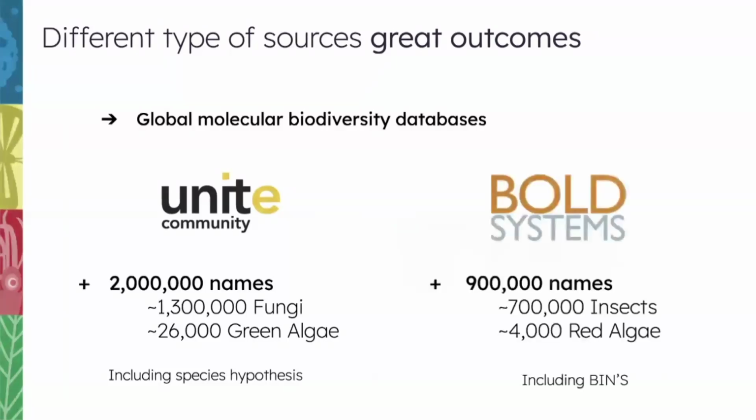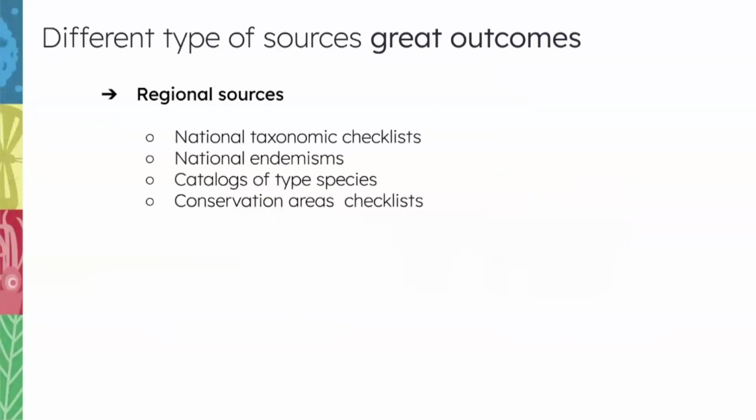And very similarly with Bold System, we are getting information from insects. This is also another group where we have gaps, and from red algae. So unexpectedly, the algae gap is being closed by these molecular biodiversity databases. Then come the regional sources, where we have national checklists, endemism checklists, catalogs of type species, or conservation areas. And with these ones, we wanted to really go deep into covering geographical gaps in the global south.